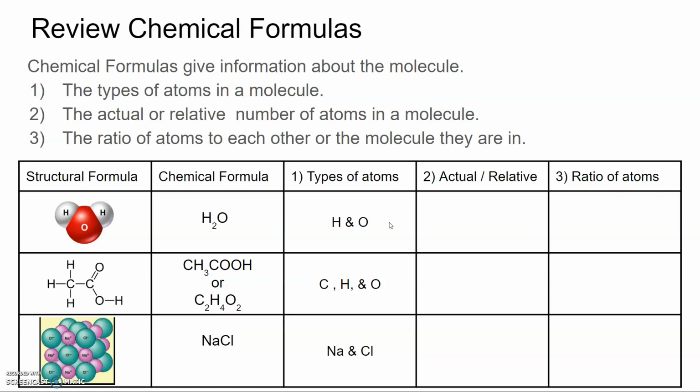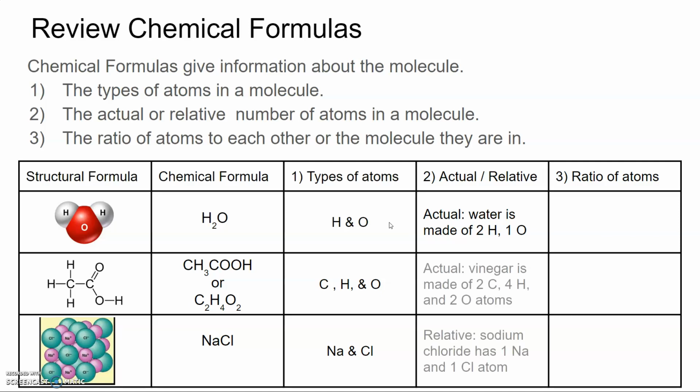We can also determine the actual relative number of each atom in the molecule. So if you look at the chemical formula of water, you can see that it has 2 hydrogens and 1 oxygen atom. And so that will be the actual number of each atom. For vinegar, we can look at the chemical formula and see it has 2 carbons, 4 hydrogens, and 2 oxygen atoms. So again, we know the actual number of atoms in that molecule.